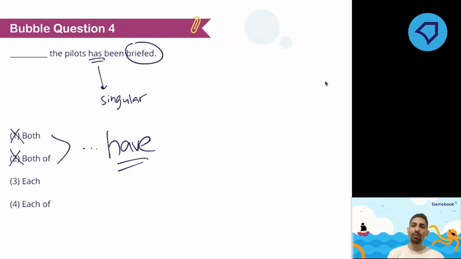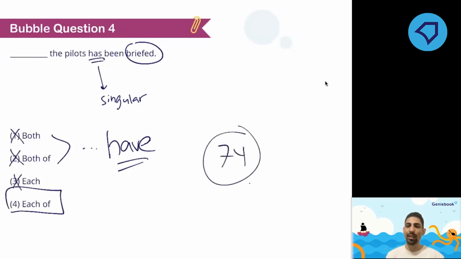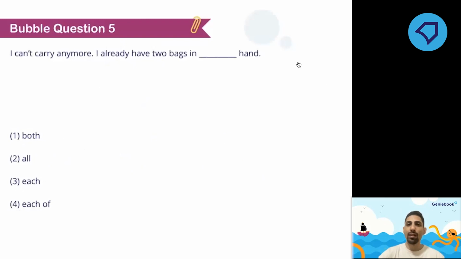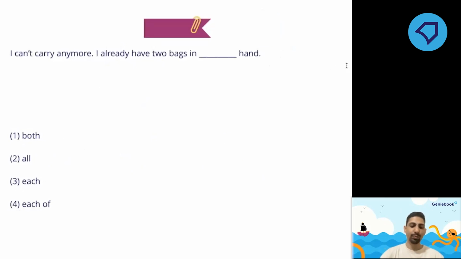So now we're left with 3 and 4, and very few of you picked number 3 because if you just say each the pilots, you know something's strange, something's missing. It has to be each of the pilots has been briefed, singular verb. Each is singular. The score tanked, it went to 74. So it looks like we have to wait a while before we get our high score. Bubble question 5, let's go through this now.